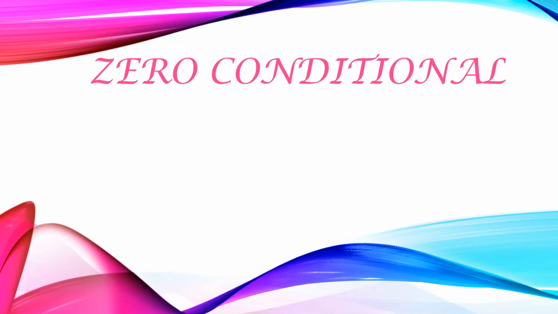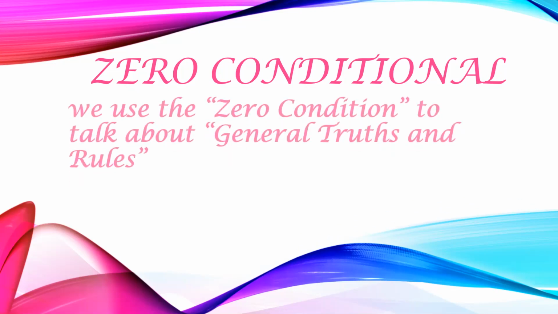The first type we call the zero condition. When do we use the zero condition? We use the zero condition to talk about general truths and rules. If we are talking about a rule or a general truth, and of course we know that general truth means facts, then we're going to use the zero condition.